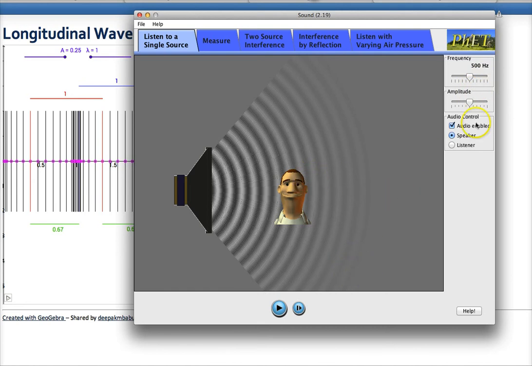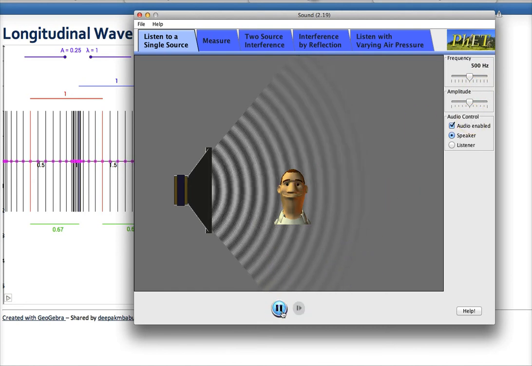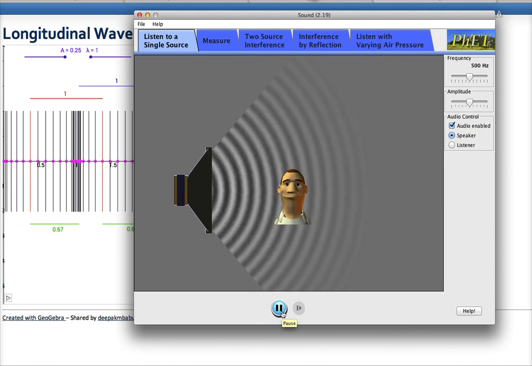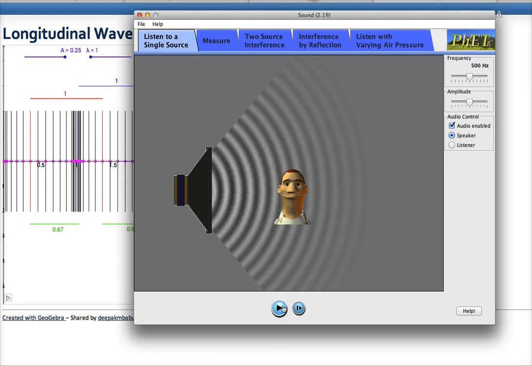So first let's just play it and see what's happening. Let me just observe it for a few seconds and I'll talk. Okay, you can see therefore that the wavefronts move through the medium and strike the ear, and that's how you can hear sound.